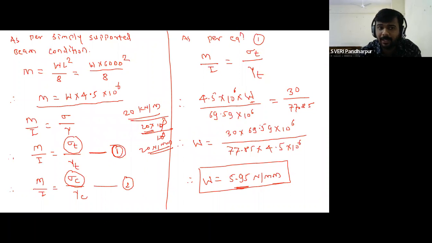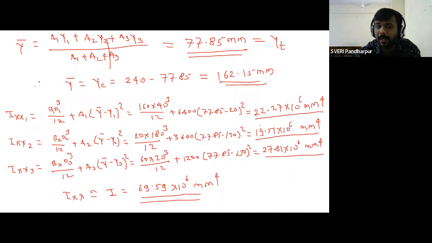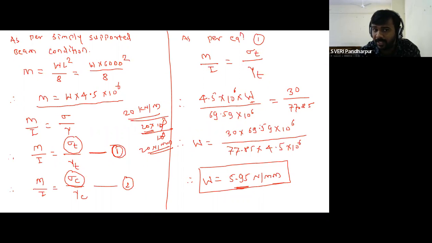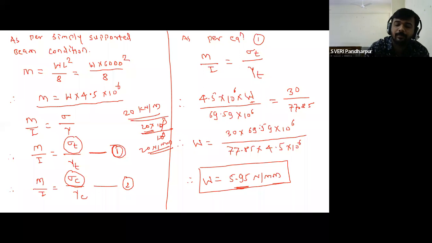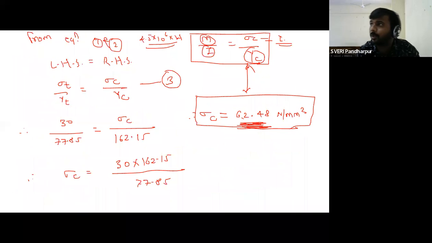For calculating sigma t also we followed this procedure: y bar, Ixx, after that M upon I is equal to sigma upon y, and for the calculation of W also we have followed the same procedure, only the unknown parameters are different. So please check the value of W is equal to 5.95 and your other maximum compressive bending stress is equal to 62.48, and it can be calculated by using equation number 2 or equation number 3. Any equation we can use, the answer will be the same.